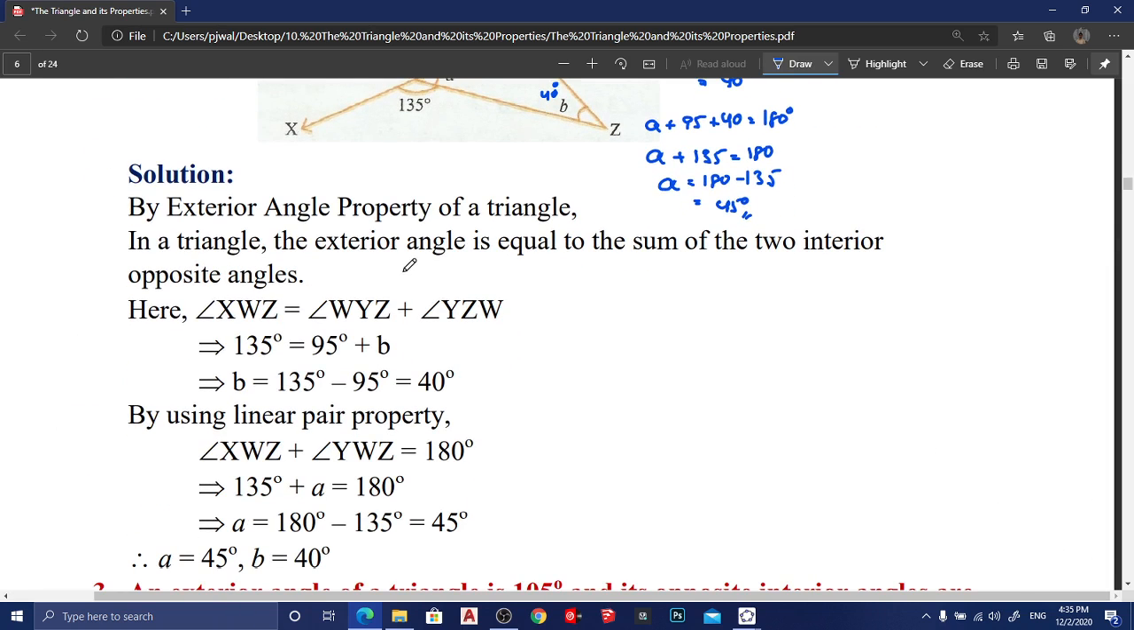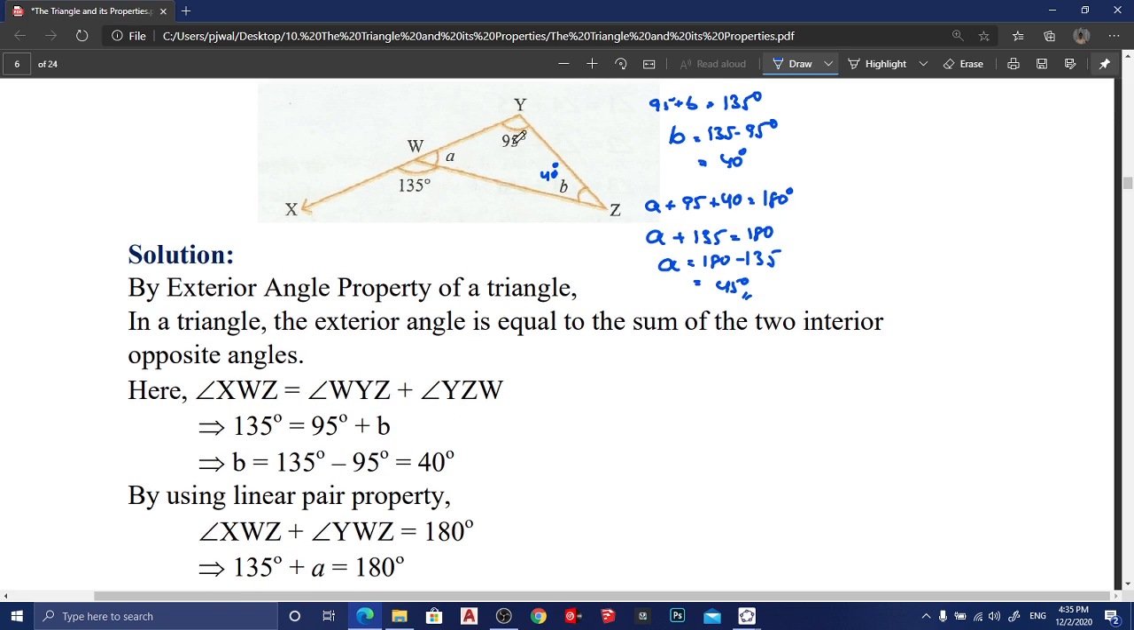See here, whatever I explained here, I wrote here. By exterior angle property of the triangle, in a triangle the exterior angle is equal to the sum of the two interior opposite angles. So angle XYZ is equal to angle WYZ plus angle YZW. Angle XYZ is how much here? XWZ is equal to angle WYZ plus angle YZW. That's what I wrote here. 135 is equal to 95 plus B. So B equals 135 minus 95 if you send this to the left side. So now it is 40 degrees.